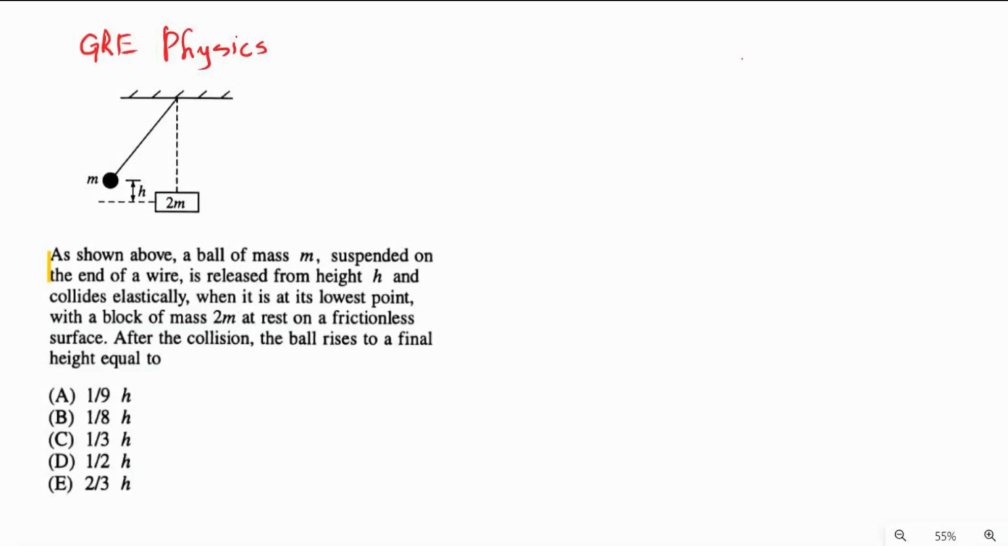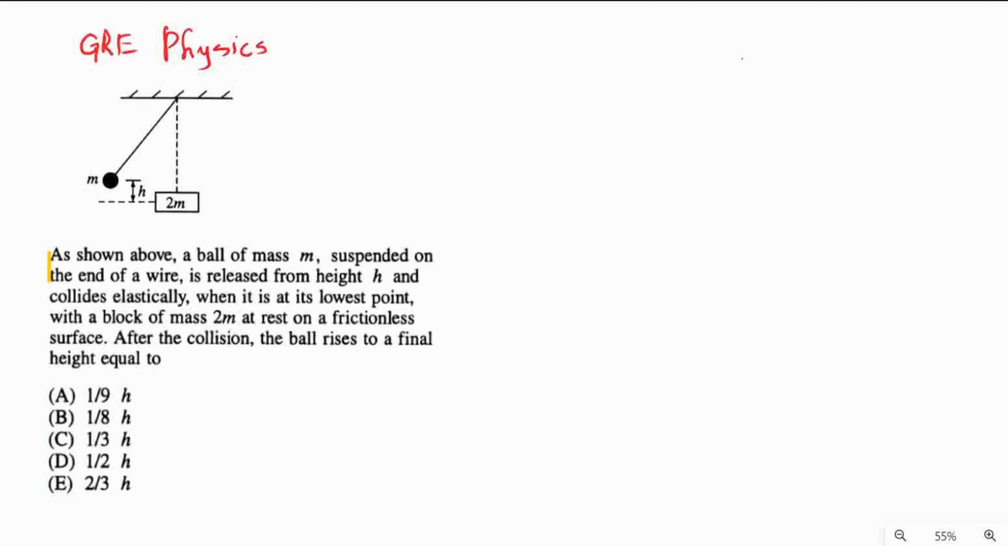This problem is regarding mechanics. In this problem, a ball of mass m which is suspended on the end of a wire as shown in the figure is released from a height h and collides elastically when it is at its lowest point with a block of mass 2m at rest on a frictionless surface. It is asked what height will the ball rise to after the collision, and our answer should be one of these five options: A, B, C, D, and E.